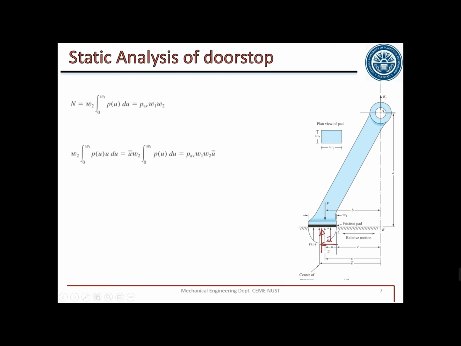And what is U bar? U bar is the distance of point of action of force from the end of the doorstop. So if you use P average, as at all the points pressure is uniform, the force will pass through the centroid. In that case, U bar will be equal to W1 by 2. So that's what we have used here. U bar is equal to W1 by 2. So that will be used here. Or otherwise, if you are given the pressure distribution, you can use this equation. But in this course, I will suggest you to use this equation instead of using these equations.